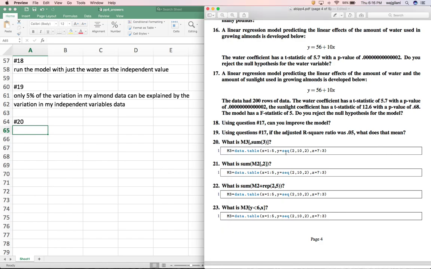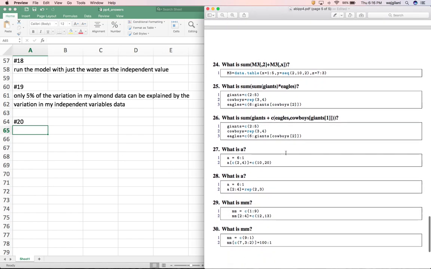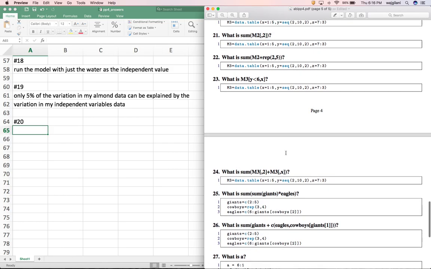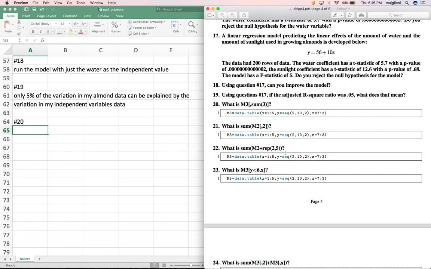Okay, now we can finally get to number 20. Ooh, we have 30 questions on that. All right, fine. So I give you about 10 questions on basic R stuff, again testing your data tables, just as a refresher for you guys. All right. So for number 20, I say, what is M3 sum of 3?